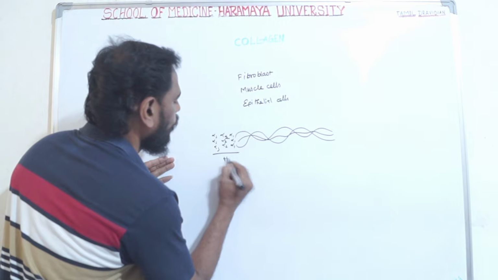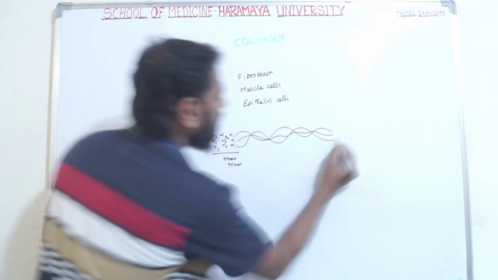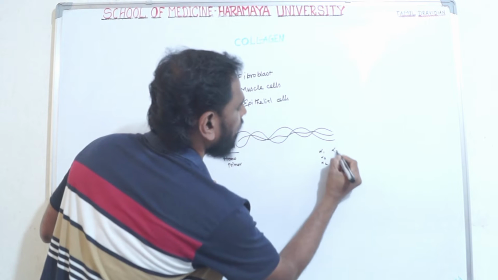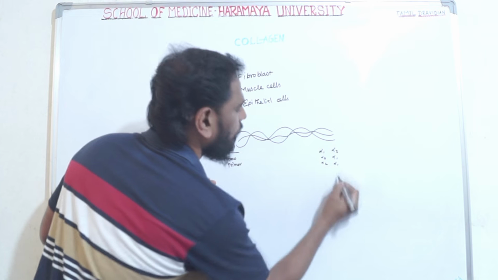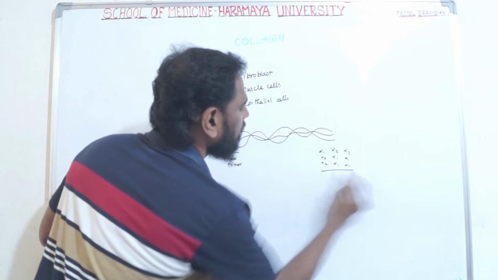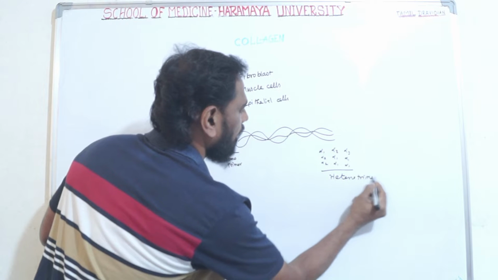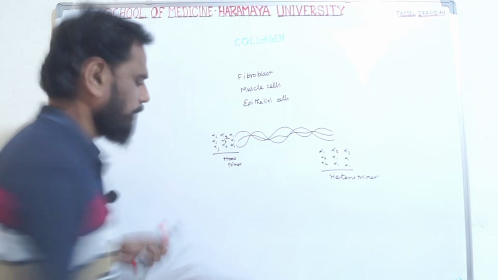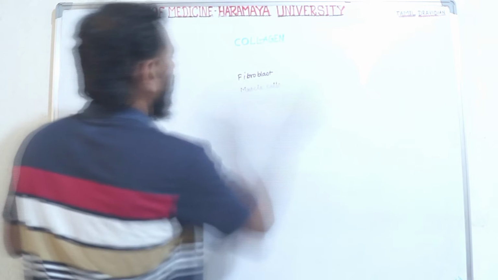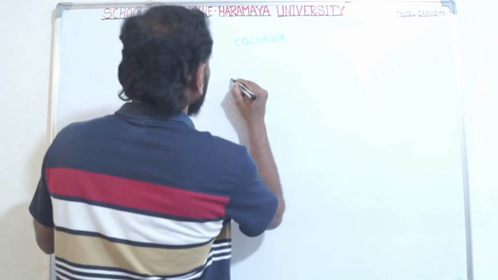That means homotrimer. Suppose it contains alpha 1, alpha 2, alpha 2, or alpha 2, alpha 1, alpha 1, or alpha 3, alpha 1, alpha 1. That is called heterotrimer. Clear? Okay. Now we'll see where and how it is synthesized. Clear?